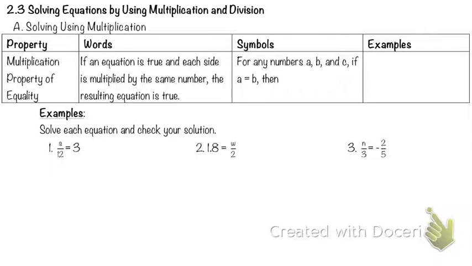So if an equation is true and each side is multiplied by the same number, the resulting equation is true. For example, for any numbers a, b, and c, if a is equal to b, then a times c is equal to b times c. Now, you could also just write a, c next to each other, and that means they're multiplying, right? Or b and c next to each other, and that means they're multiplying, if you don't want to put the dots.